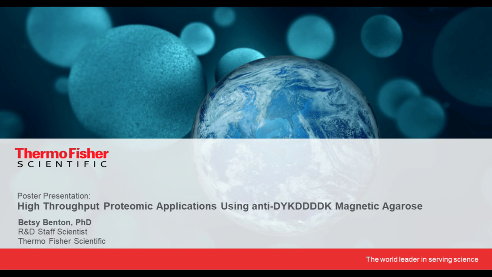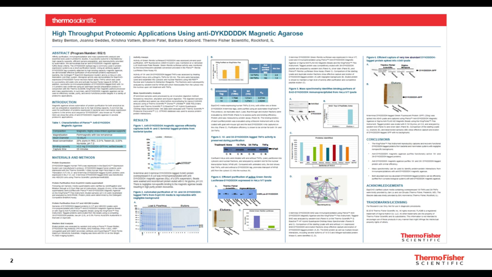Thank you, and hello. I will be sharing with you several proteomic applications that we have performed using our anti-DYKDDDDK magnetic agarose and the Kingfisher Flex magnetic particle processor. The DYKDDDDK tag is a common epitope tag used for protein purification. The 8-amino acid tag is most often referred to as the flag tag, a name that was coined and trademarked by Sigma. In the interest of simplicity, I will refer to DYKDDDDK as flag throughout the remainder of the presentation.